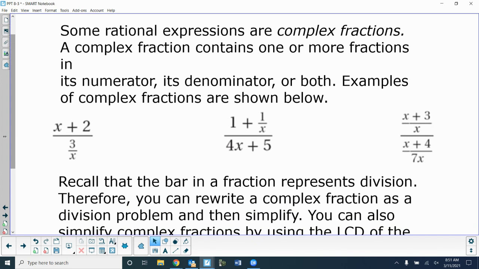All right, so these are examples of what we call complex fractions. Okay? So basically it's a fraction within a fraction. What did we do last week on the quiz when we had dividing two fractions? What did we end up doing? Multiplying by the reciprocal, right? So that's just basically what we're going to do here. We're just going to multiply by the reciprocal to simplify it.